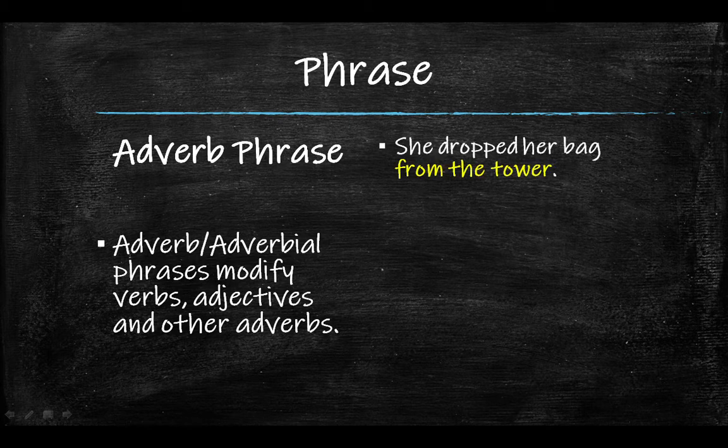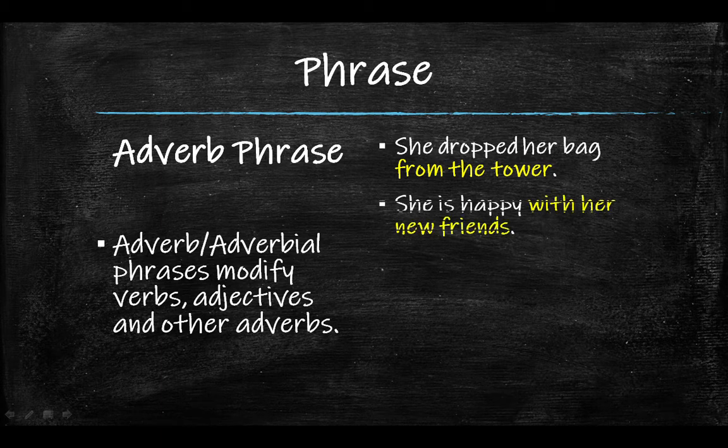So let's have examples. She dropped her bag from the tower. From the tower answers the where question about the verb in this sentence. Where did this action of dropping take place? From the tower. So it functions, it works, it behaves like an adverb of place. So it is an adverb phrase and a verb modifier. It tells us something about the action or the verb in the sentence, a modifier of a verb by indicating place of the action.